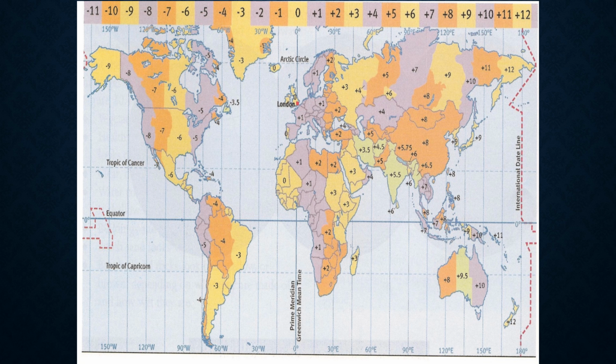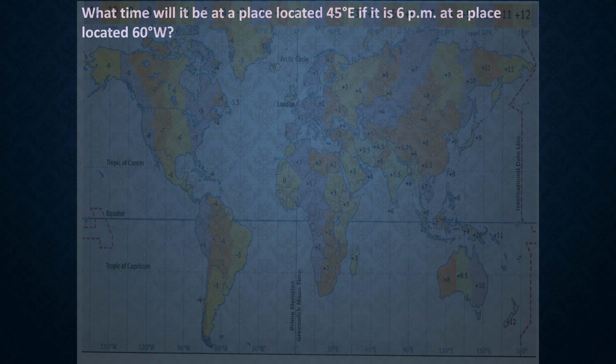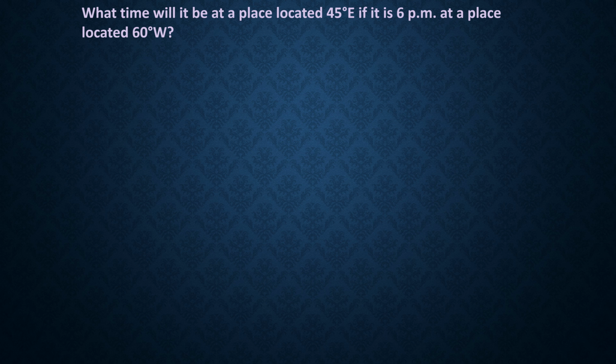And if we're gaining time, what should we do? Should we add or should we subtract? If you say add, you are indeed correct. So, just as what we did previously, we will add 45 to the 60 and divide them both by 15. So we have 105 divided by 15, which is equal to 7 hours.